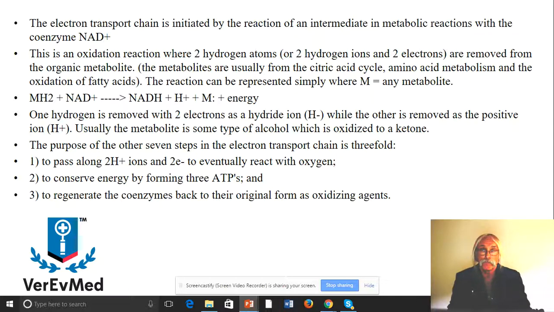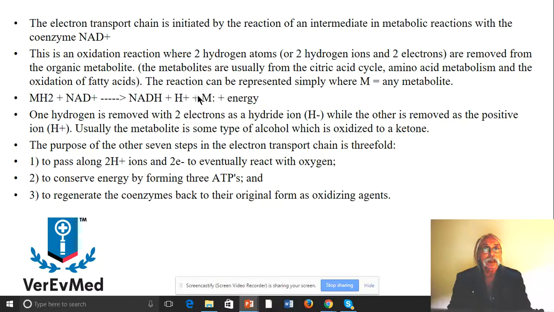So anyways, the oxidation reaction is where two hydrogen atoms, now we're talking NADH, H+, or that is two hydrogen ions and two electrons, are removed from the organic metabolite. The metabolites are usually from the citric acid cycle I just mentioned or fatty acids. So the reaction can be abstracted in this way, where M can be any metabolite. You've got a reduced metabolite, you've got NAD+, that's the oxidized form. You make reduced NAD, that's NADH. You've got a hydrogen here and a hydrogen there. Those are your two hydrogens, right?